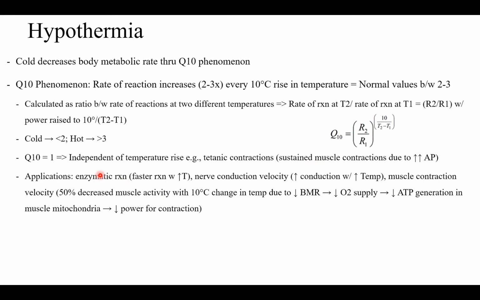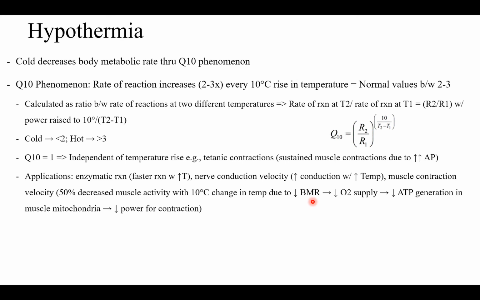So applications of this Q10 phenomenon are enzymatic reactions. We can figure that out. Faster reactions occur with an increase in temperature, and you can figure out nerve conduction velocity. The nerve conduction increases with an increase in temperature, just like enzymatic reactions. You have muscle contraction velocity, with 50% decreased muscle activity with a 10 degrees change in temperature due to decreased basal metabolic rate.